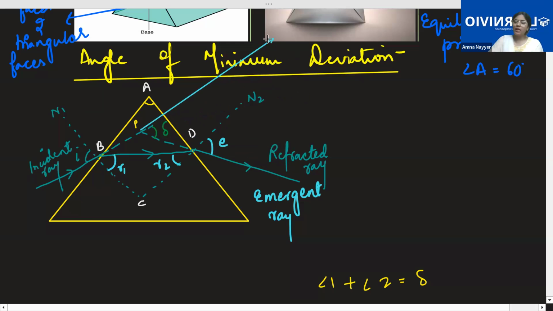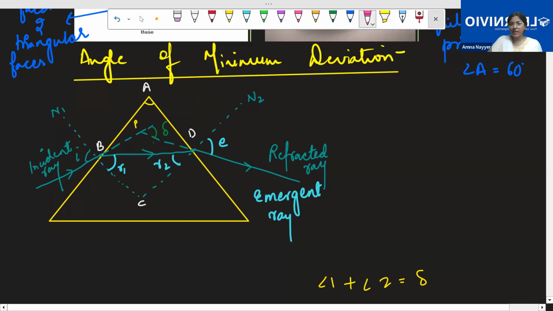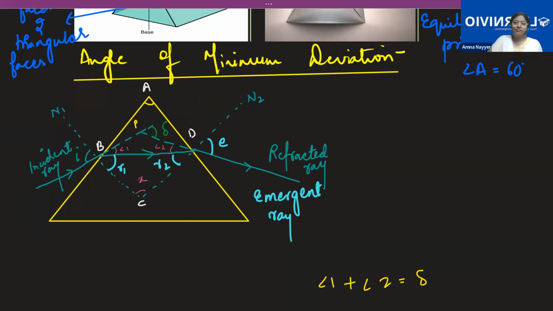So this shift in the angle is basically known as the angle of deviation. This angle is known as the angle of deviation. What is the minimum? We'll discuss later. First, understand what this is. This is the angle of deviation. Now, for our derivation purpose, I am marking this angle as angle 2. Let's say this is some x.